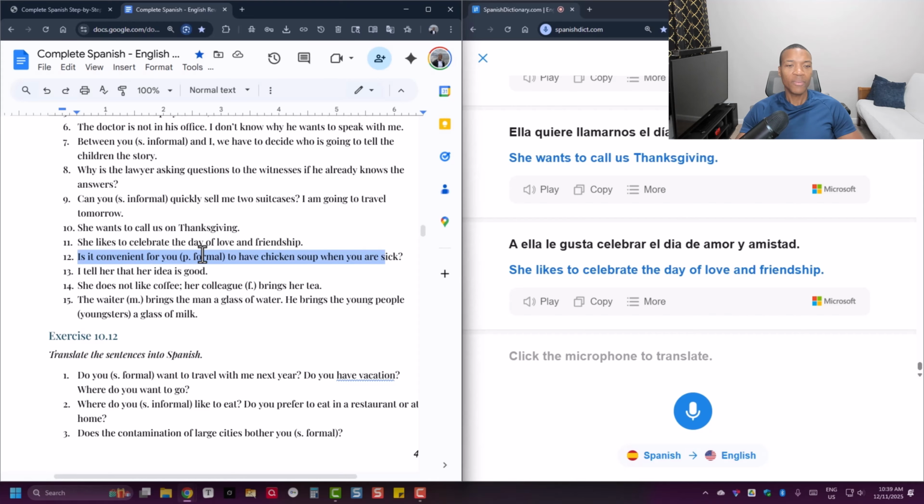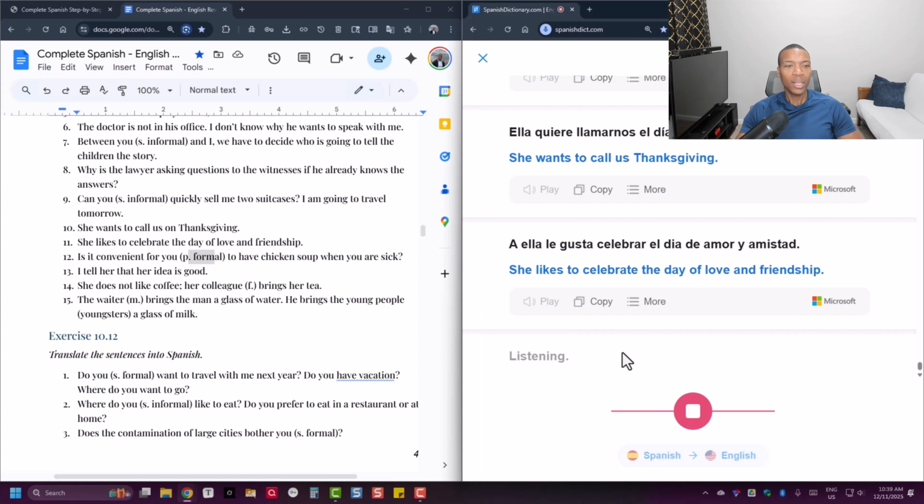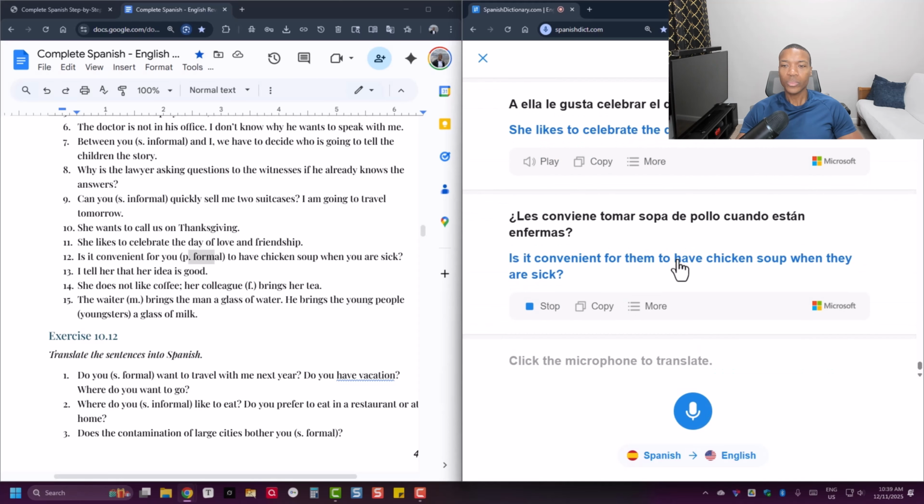Is it convenient for you to have chicken soup when you are sick? Plural formal. Les conviene tomar sopa de pollo cuando están enfermas? Is it convenient for them to have chicken soup when they're sick? Les conviene. See, anyway, in Spanish, you have to be very explicit if you want to distinguish between them and you, because les is just that pronoun that does both. But obviously in context, when you're talking to someone, they would know that you're talking about you instead of them. Anyway, that's a side comment.